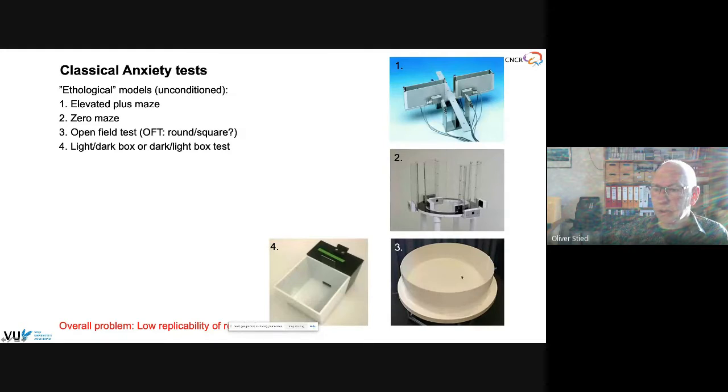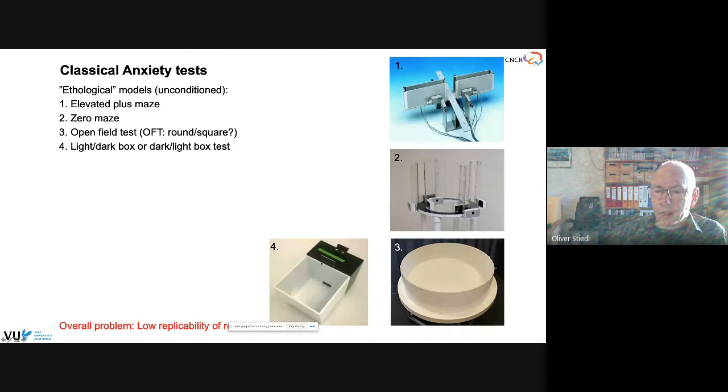Another classically used test is the open field test, where animals are placed in an arena. Ideally, it's a round arena, not a square arena, and of course there is illumination, and we again look whether the animals show high levels of thigmotaxis, which always is an indication of an increased level of anxiety. And last, there is another system which is called the dark-light or light-dark box.